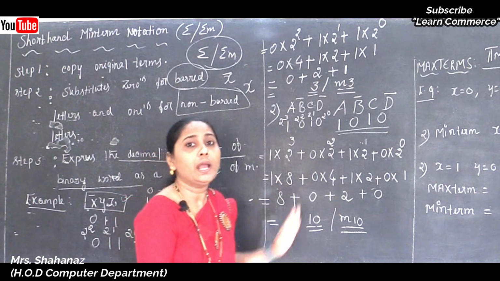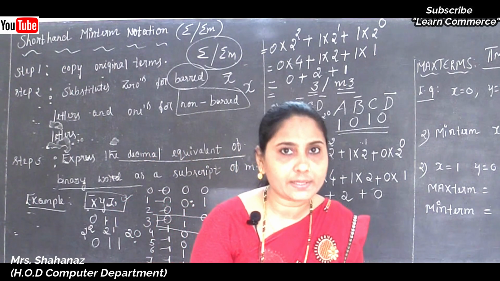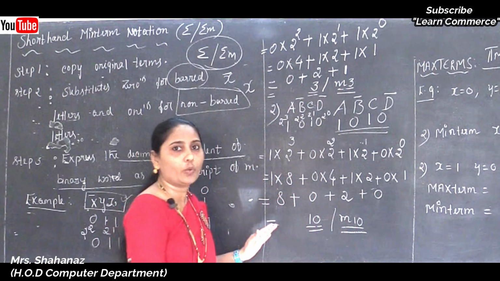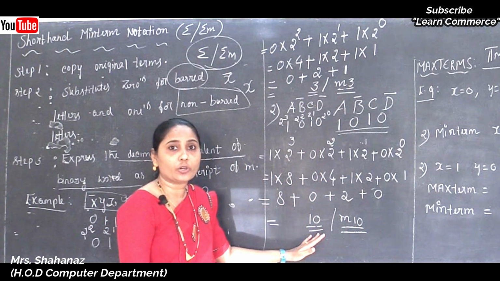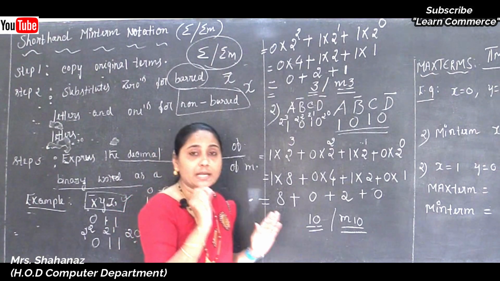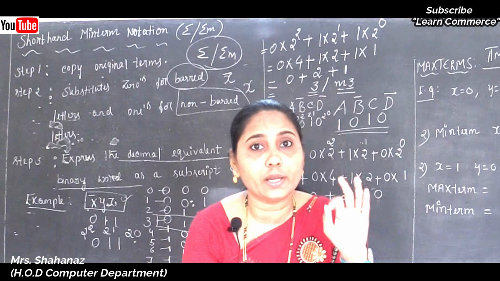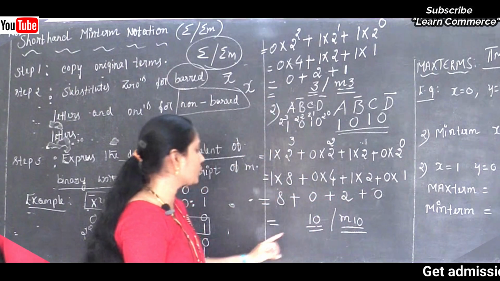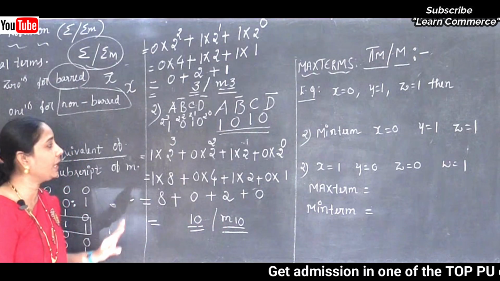In the next example, that is ABCD, the result is also equal to 10 here. That is written using M10. Clear this point. So the Minterm is denoted by the small letter M, that is equal to M10, or just the result 10 here.